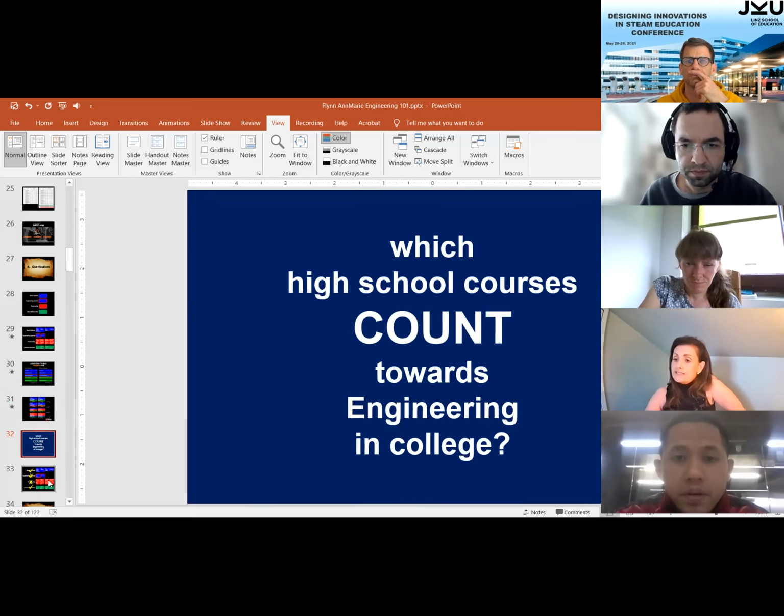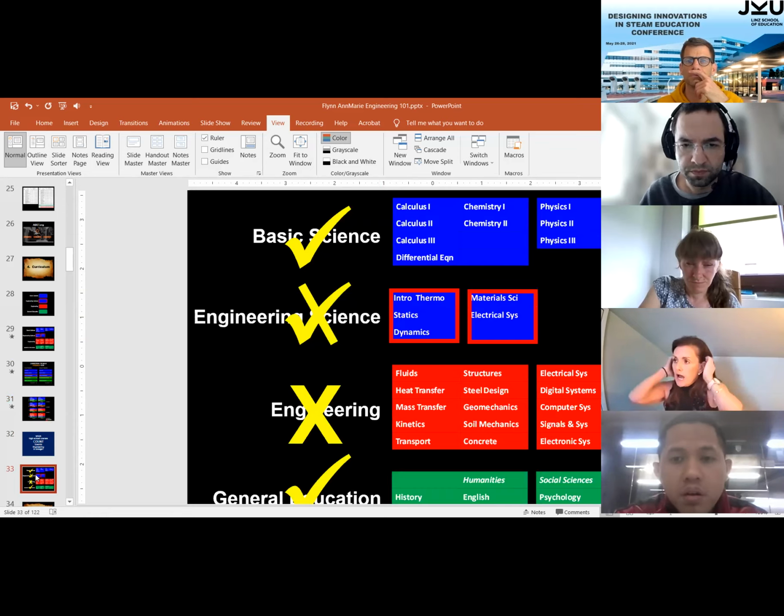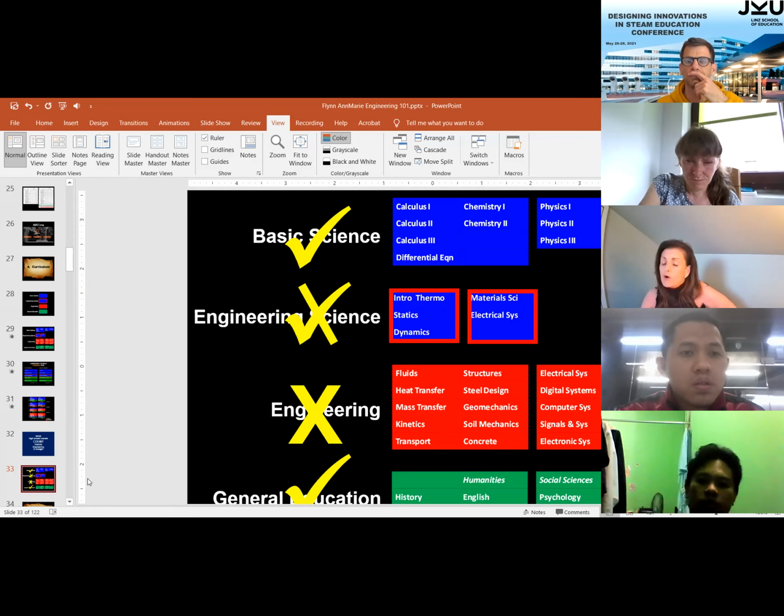Okay, what classes count towards a college degree? You can take the basic sciences in high school and they will count towards a college degree. You cannot take an engineering science unless you go to a university. You cannot take an engineering class, and you can take all the general education classes in high school.